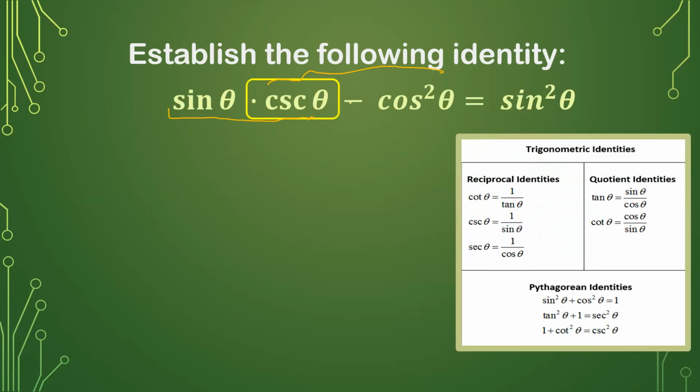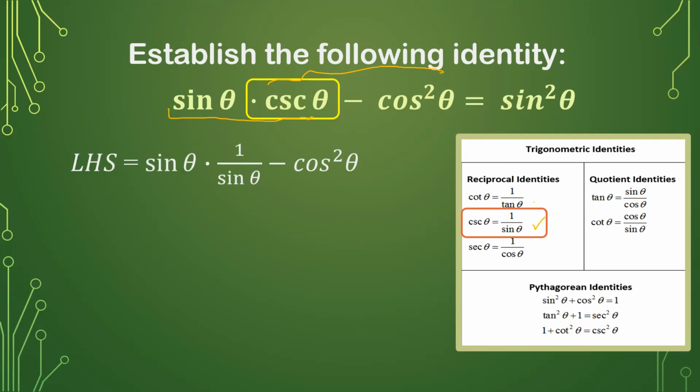We can make use again of the trigo identity involving cosecant theta, which is this. Okay, gamitan natin ito. So we can express the left side as this expression. Pinalitan natin yung cosecant theta ng 1 over sine theta. Okay. Magka-cancel lang yung sine theta. Ang natira na lang doon is 1. So we have 1 minus cosine squared theta.